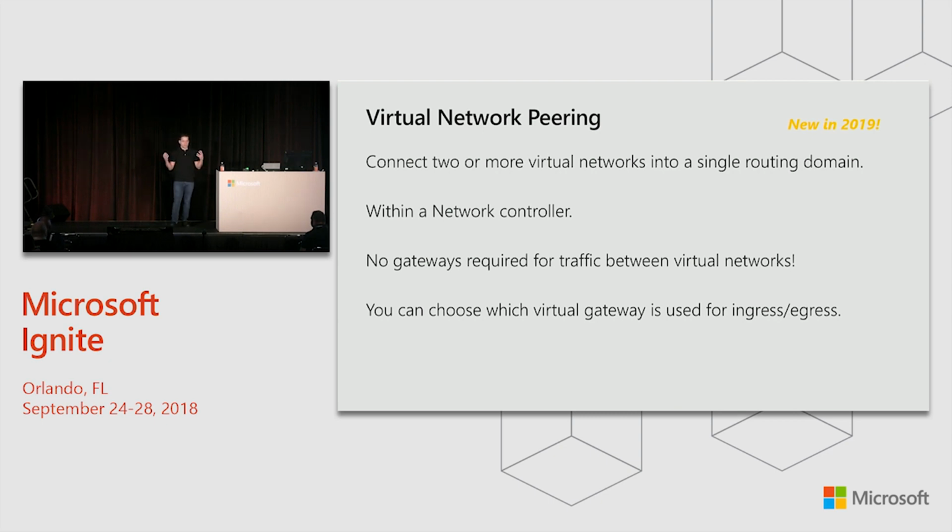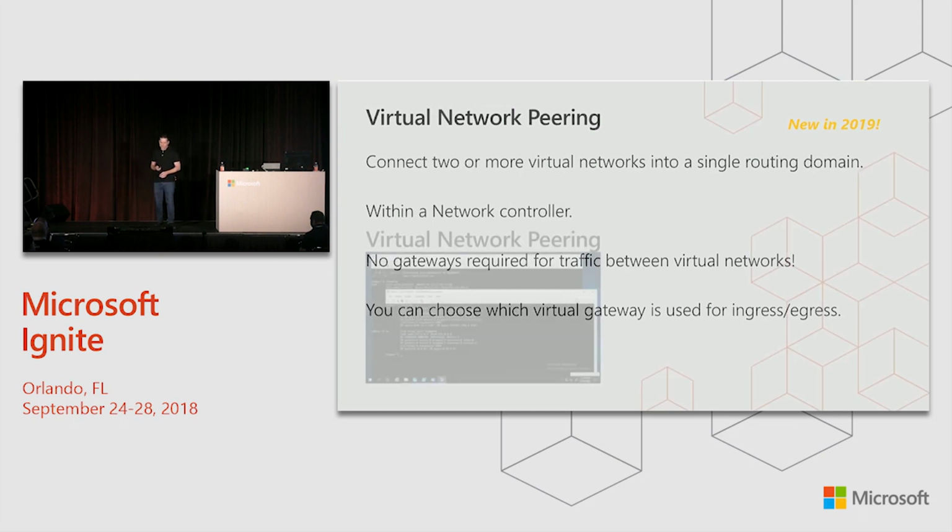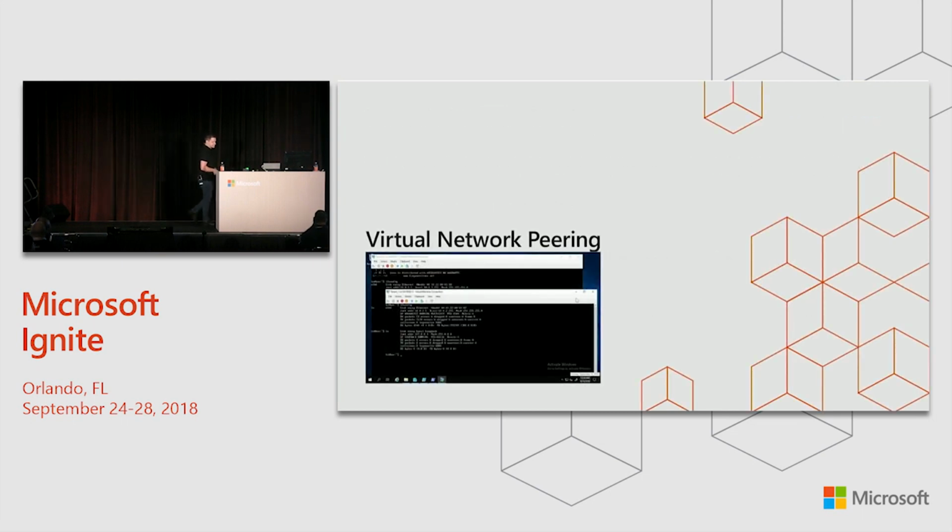So the SDN system and the controller is smart enough to basically program the host so that VMs sending across these peered networks talk directly to each other. They don't go through gateways, so there's no bottlenecks there either. And then, of course, when you have two virtual networks, each one can have its own set of gateways. And so as part of setting up the peering, you will also define which gateway is going to get used for traffic that's going to be egressing from there as well. So we'll show you this right now real quick.